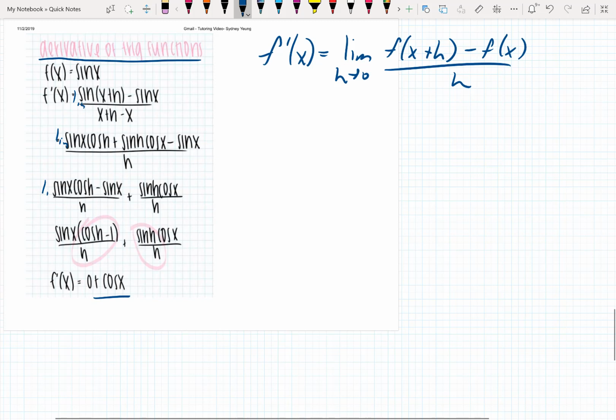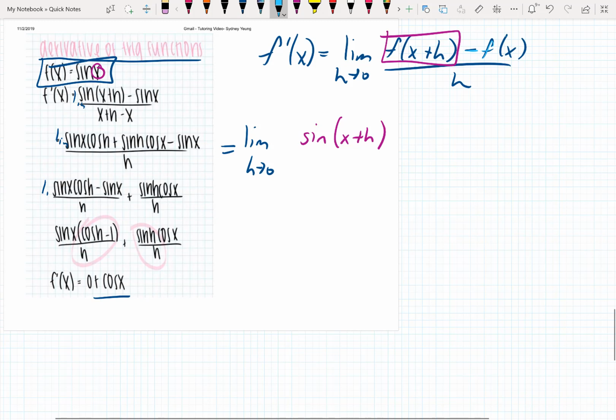So her first step was, if your function is sine, we're going to have the limit of f of x plus h, which is sine of x plus h. And then we're going to subtract the original function. So we're going to subtract sine of x, because that was what f of x was. And then we're going to throw it all over an h, because that's the definition of the derivative. And so that's our setup, our definition of the derivative with our limit of the difference quotient.